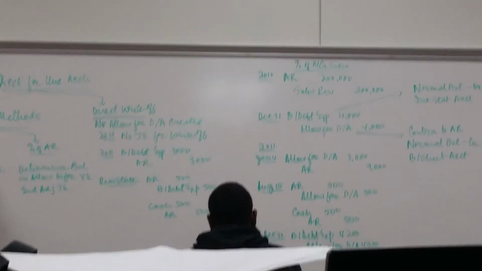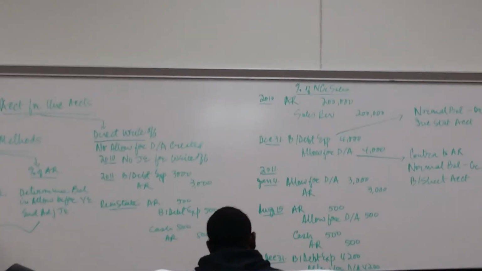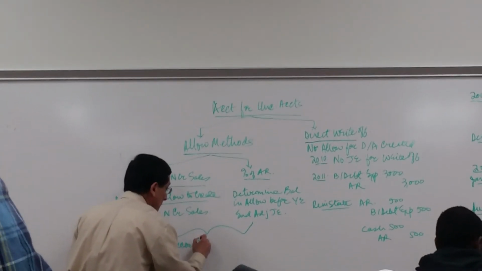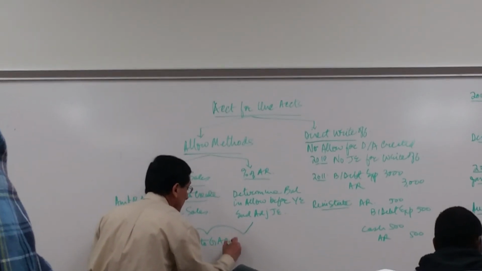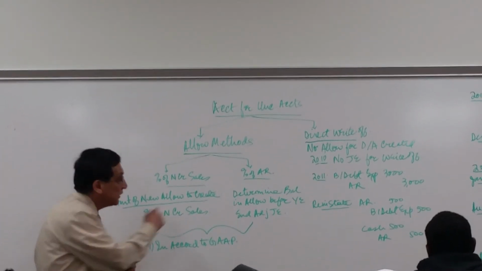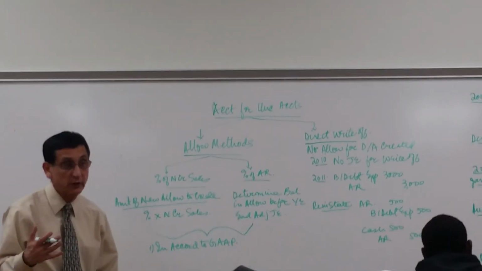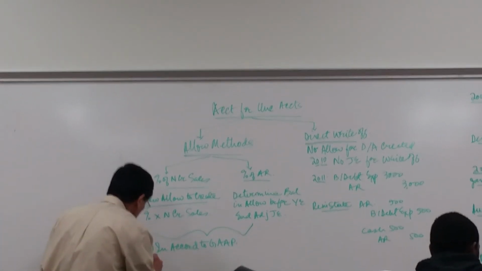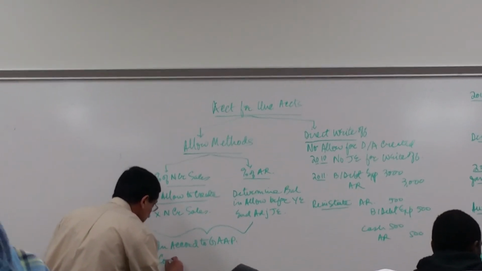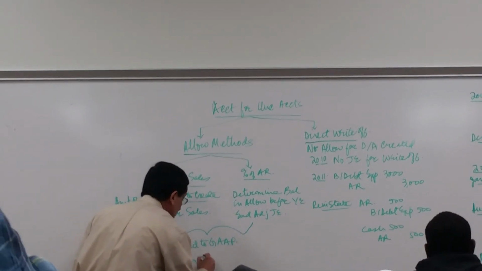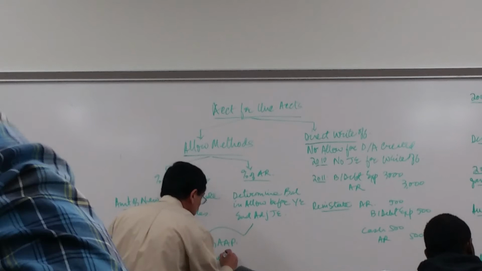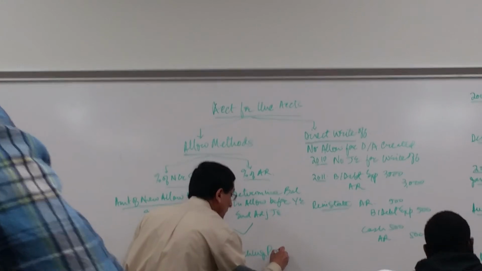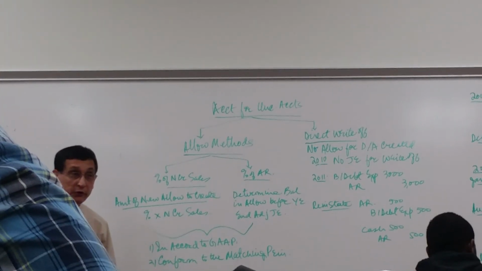Both percentage of net credit sales and percentage of AR are in accordance to GAAP. Either of those methods is in accordance to GAAP, generally accepted accounting principles. And the reason for that is because they conform to the matching principle.